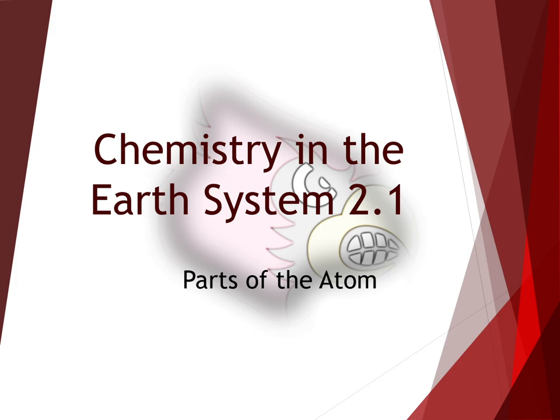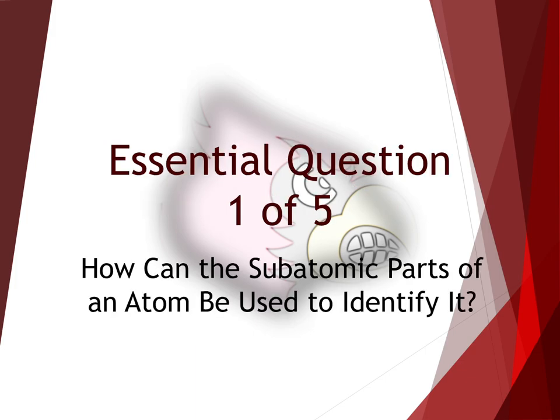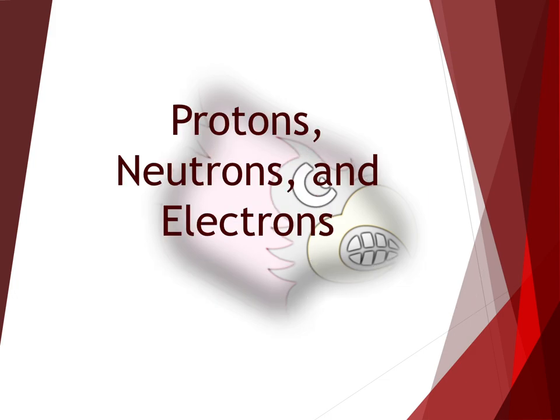This video is for Chemistry in the Earth System, Unit 2.1, Parts of the Atom. Today's essential question: how can the subatomic parts of an atom be used to identify it? Our first main idea: protons, neutrons, and electrons.